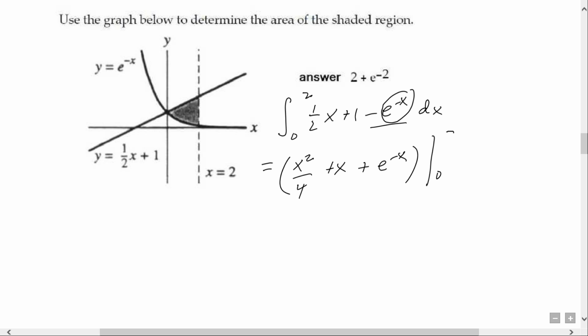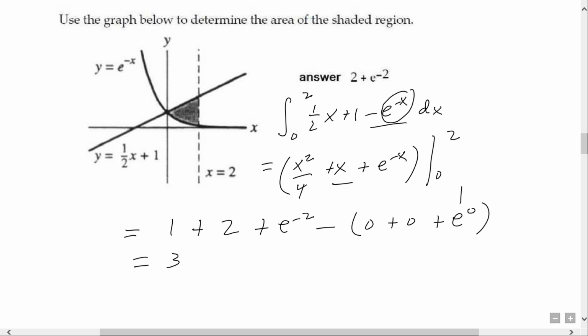Between 0 and 2, so we get 1 plus, plugging in the 2 here, we get 2 plus e to the minus 2, minus 0 plus 0 plus e to the 0, which of course is 1. So we get 3 plus e to the minus 2 minus 1, equals 2 plus e to the minus 2 is the answer.